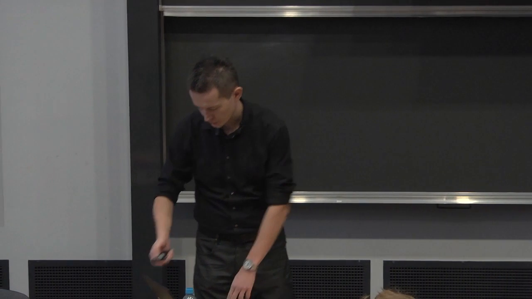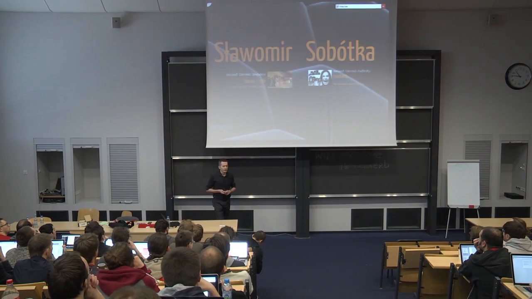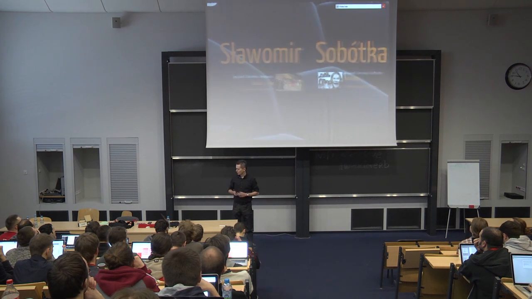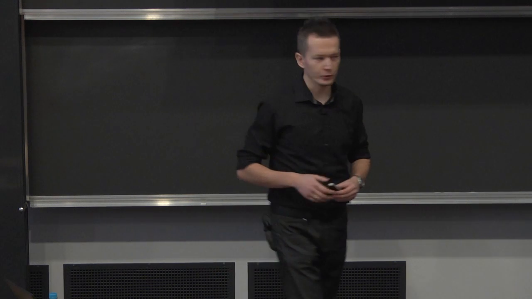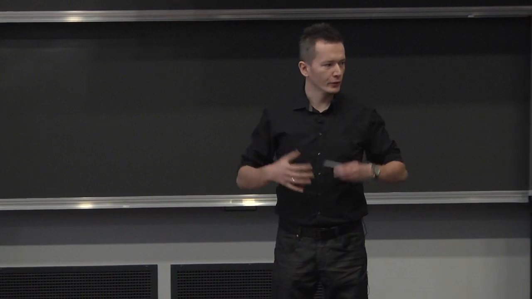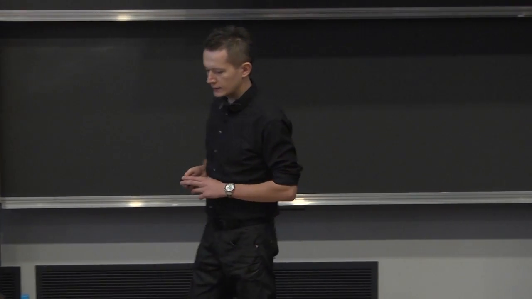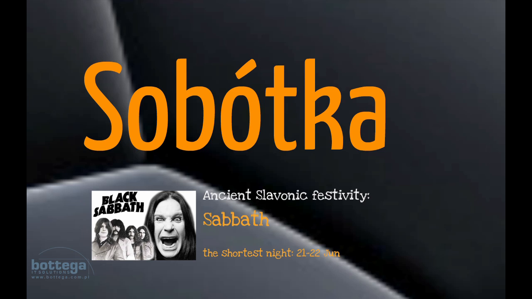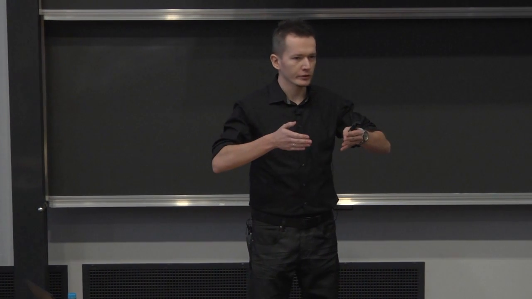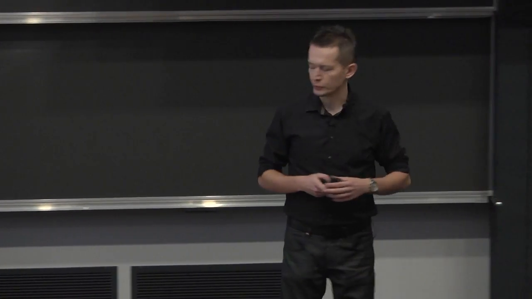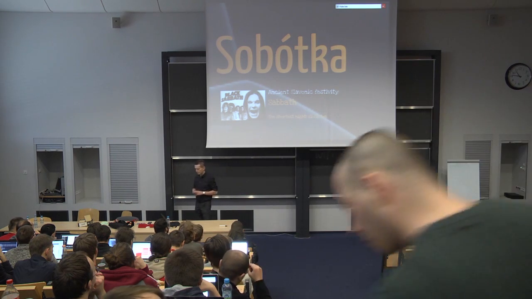So let's start with a short introduction. A little bit of history. My first name is a concatenation of two words from the ancient language of Slavonic people. In Polish it's Słowianie. Sławo, mir, means someone who cherishes peace. So I'm a peaceful guy, and my last name in this ancient language means Sabbath, something like Black Sabbath. It was a holiday when people celebrated the shortest night in the year, in June. So that's enough about me.